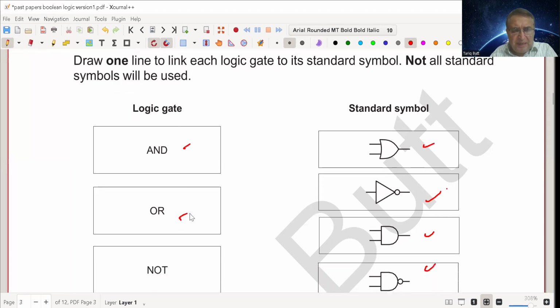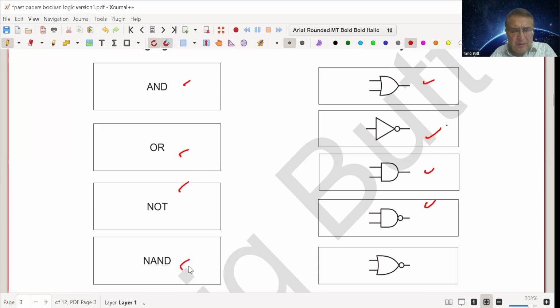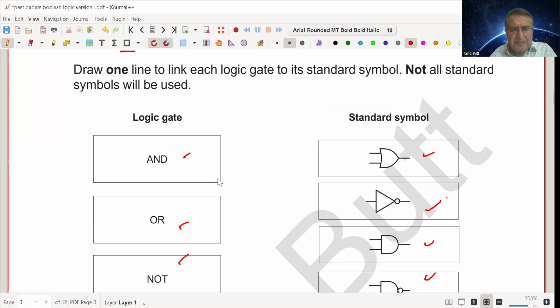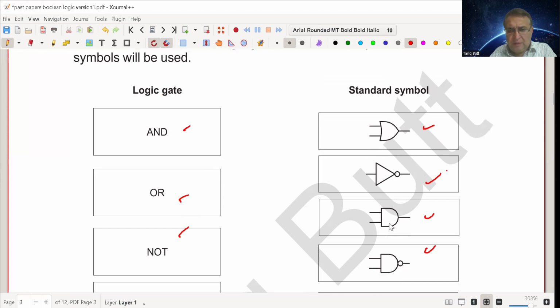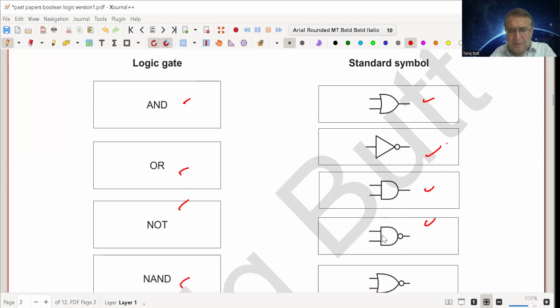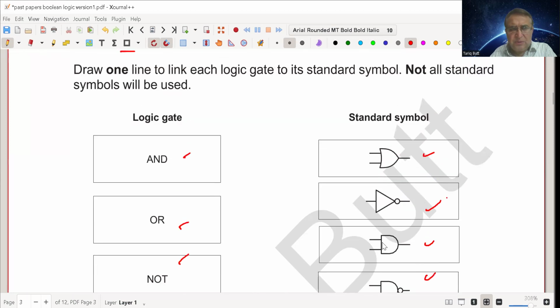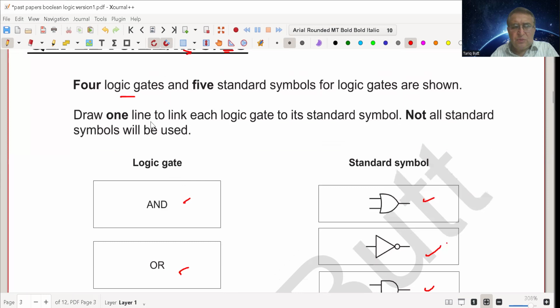Logic gates AND, OR, NOT, NAND. These logic gates are shown with their corresponding symbols. This is the symbol for OR, symbol for NOT, symbol for AND, for NAND, and NOR. So these are shown to you. It is asked to draw one line to link each logic gate to its standard symbol.